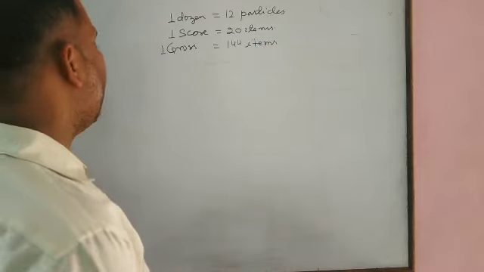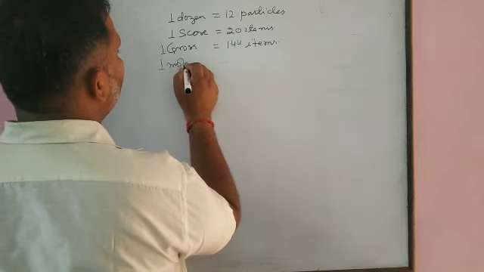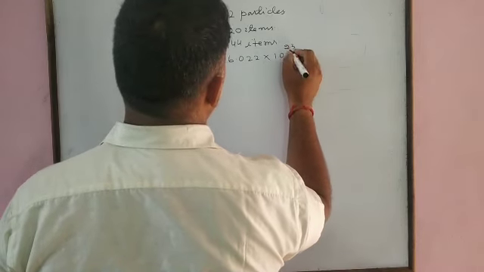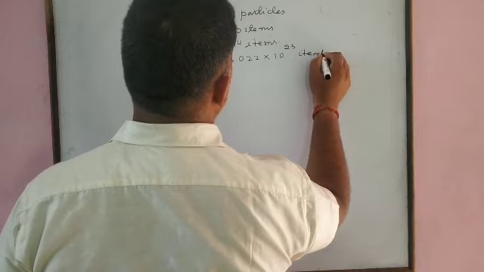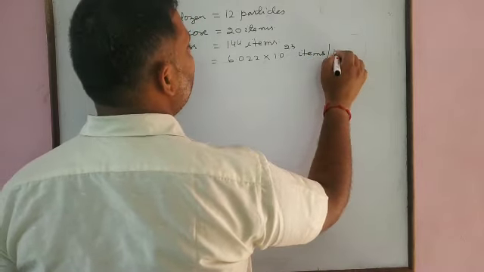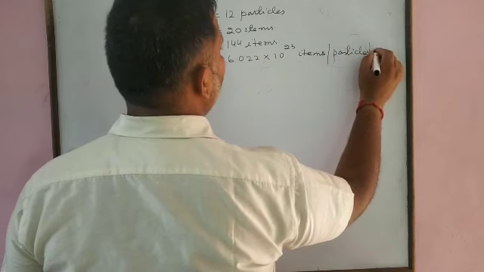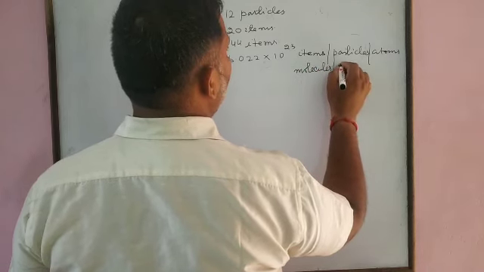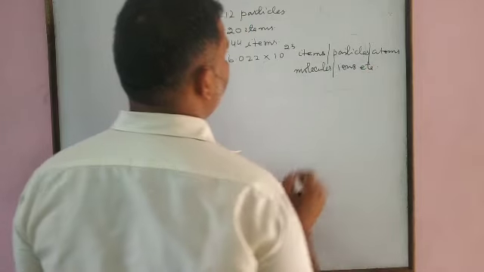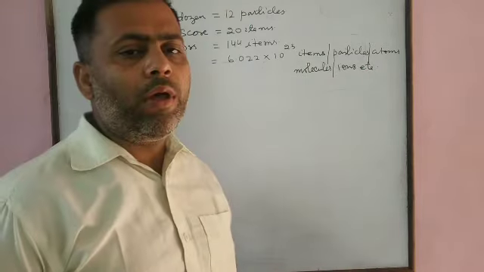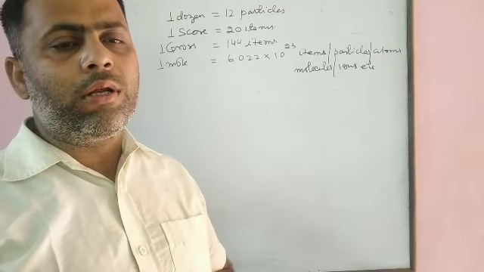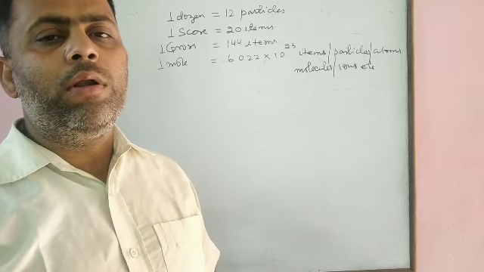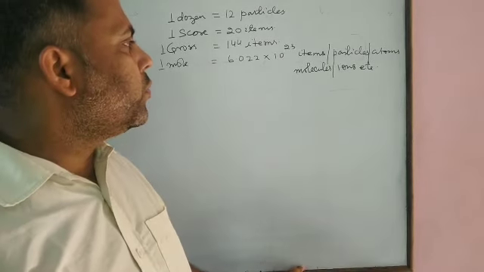In the same way, we have 1 mole is equal to 6.022 into 10 to the power 23 items, particles, atoms, molecules, ions, etc. It means if we have 1 mole of any substance, it contains 6.022 into 10 to the power 23 items, particles, atoms, molecules or ions.